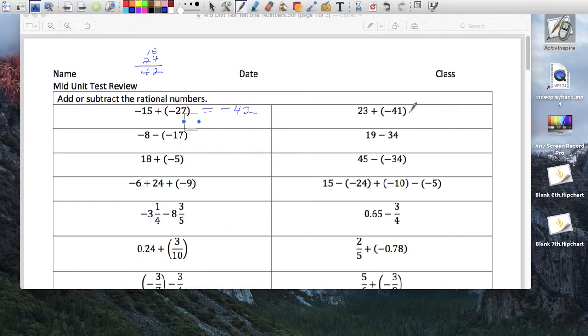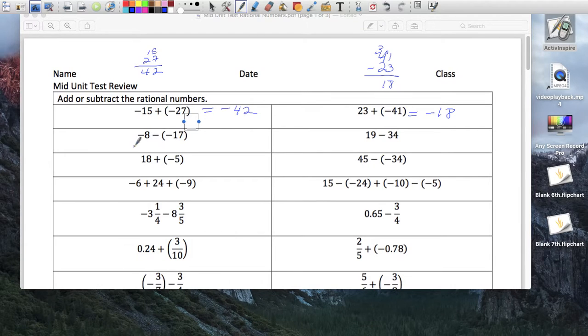23 and negative 41. I know it's going to be negative. This has the higher value, and when they're different, we subtract. 11 minus 3 is 8. 3 minus 2 is 1, and I get negative 18.